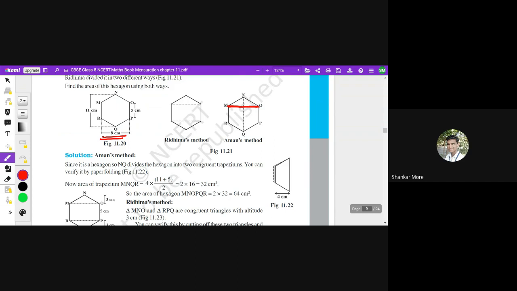So 11 plus 5 divided by 2. No, 11 plus 5 is 16. 16 divided by 2 is 8. 8 into 4 is 32 centimeters square. This is the area of this particular hexagon. No, sorry. It's the area of this trapezium.